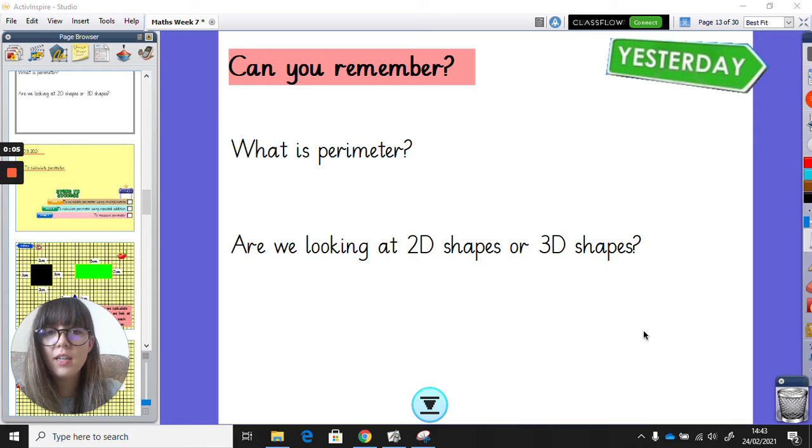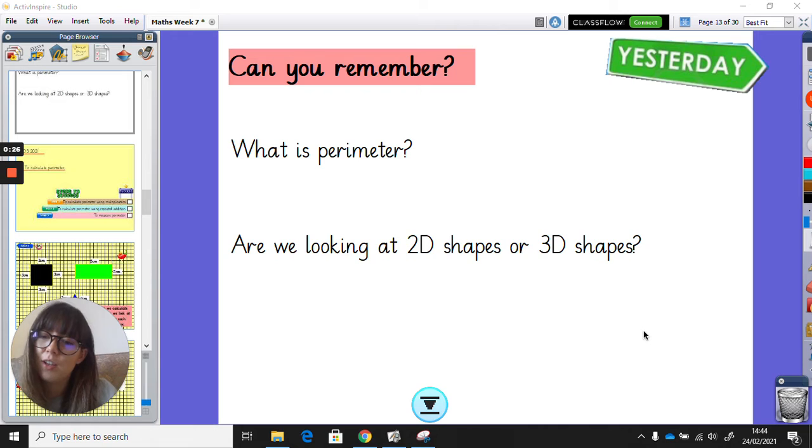So, the first thing I would like you to do is think back to yesterday's lesson. I've asked you two questions. What is perimeter? And the second question, are we looking at 2D shapes at the moment or 3D shapes? Pause the video here, have a go, and then I'll tell you the answer in a minute.